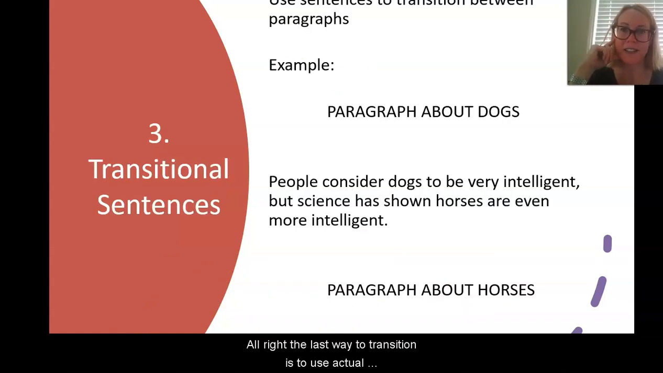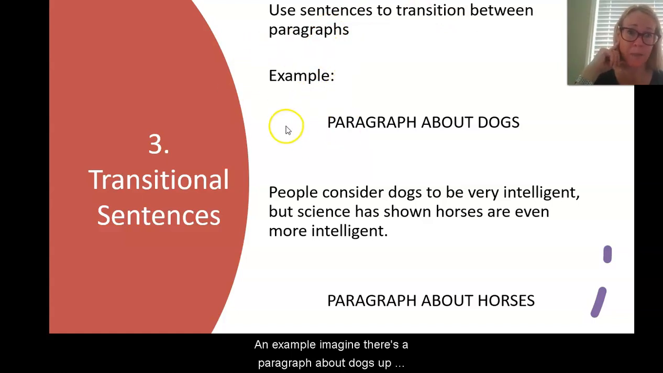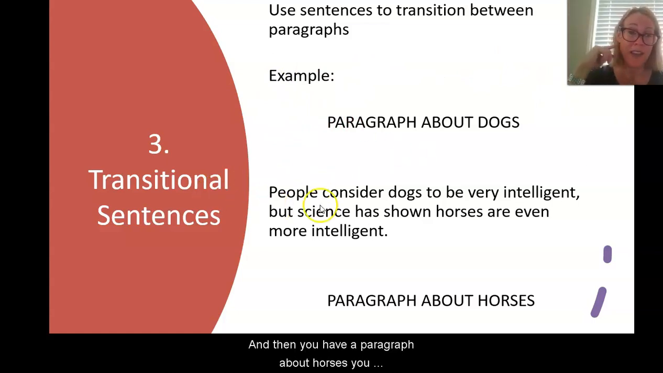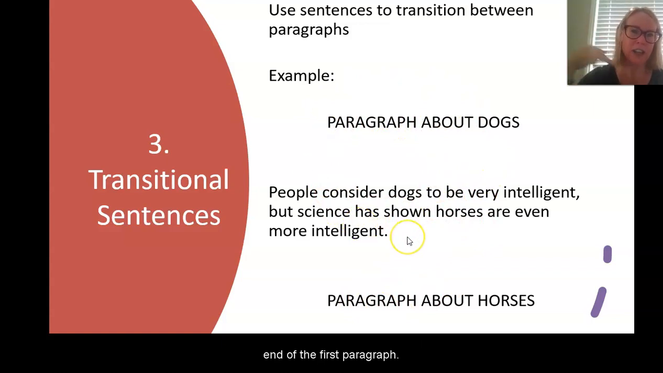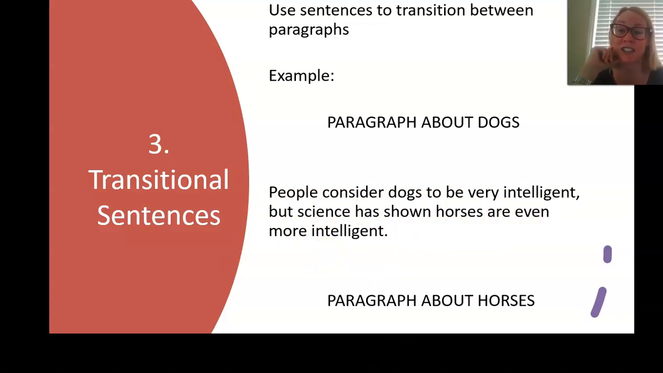All right, the last way to transition is to use actual sentences to transition between paragraphs. Here's an example. Imagine there's a paragraph about dogs up here. I didn't write it, I'm just asking you to imagine it. And then you have a paragraph about horses. You can include a sentence between them, usually at the end of the first paragraph, that connects those ideas. Take a look at this. This sentence mentions both dogs and horses and talks about how they're related. People consider dogs to be very intelligent, but science has shown horses are even more intelligent.